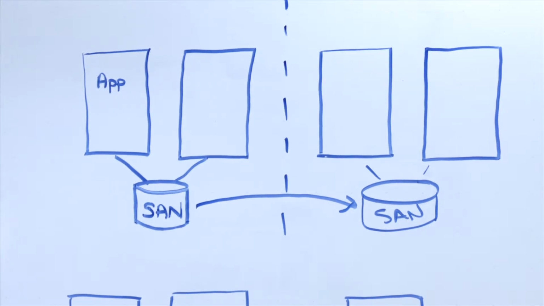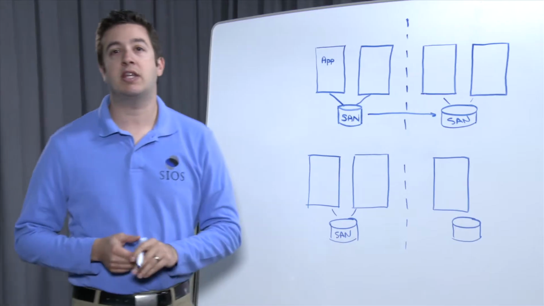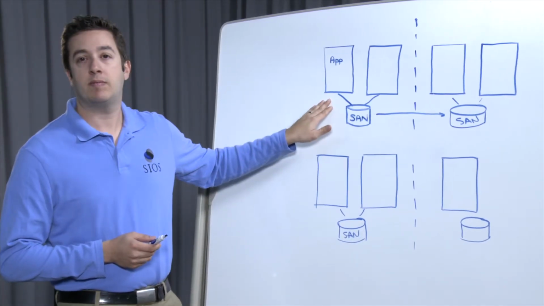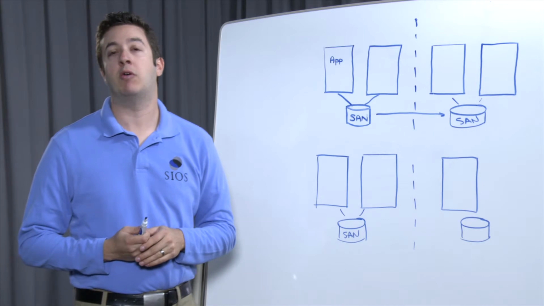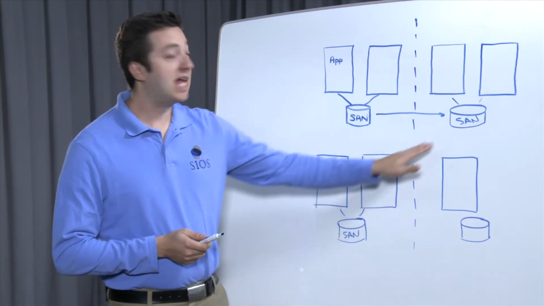So if you have an entire site outage, you've got a real-time block-level copy of your data at the remote site. This gives you both local failover at each site, as well as remote failover between data centers in the event of a disaster. Now, it doesn't have to be done that way.